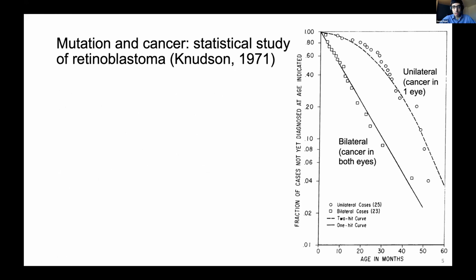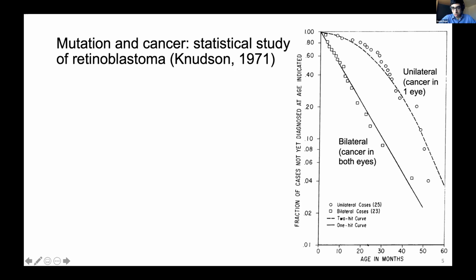I just want to briefly also explain this graph since I felt like it was important. Basically, this is a scatter plot where we have two types of data points. We have squares representing bilateral cases. In this case, bilateral means that there are patients with cancer in both eyes. And then unilateral refers to patients who have cancer only in one eye.